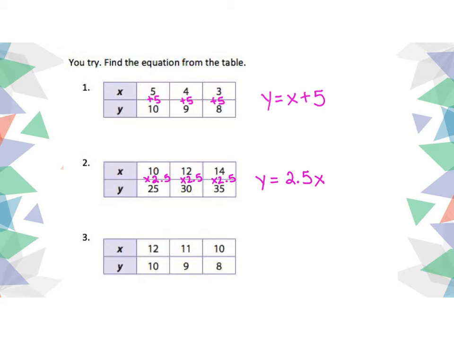And in example 3, to get from 12 to 10, I can subtract 2. I can also subtract 2 to get from 11 to 9, and I can subtract 2 to get from 10 to 8. So my pattern is to subtract 2. My equation would be y equals x minus 2.